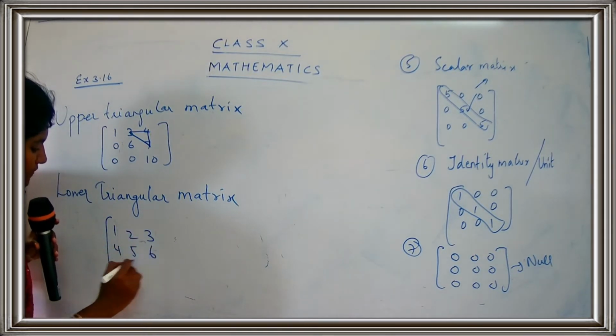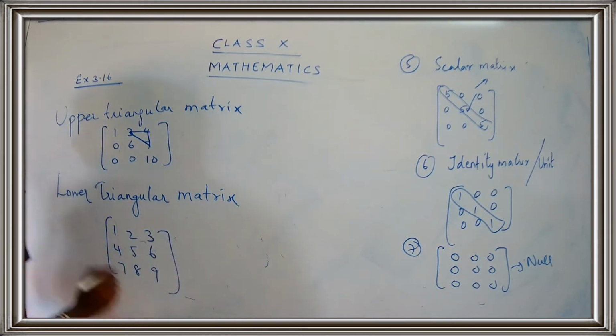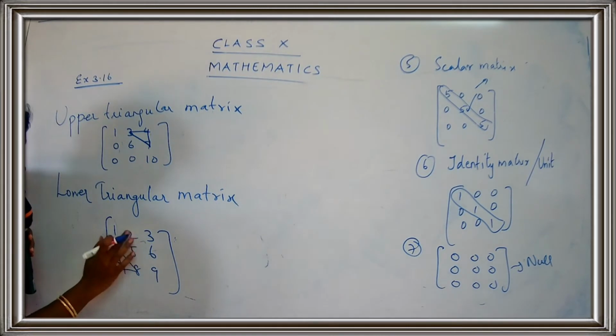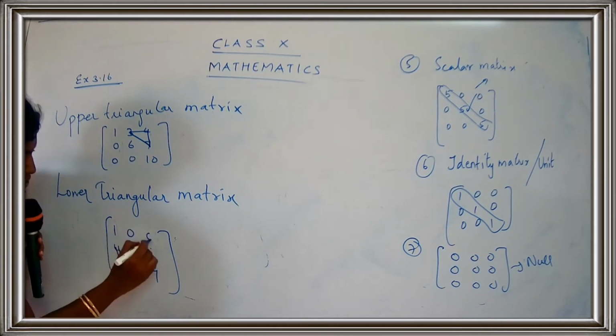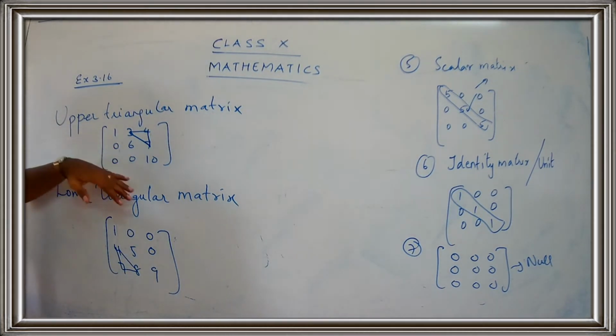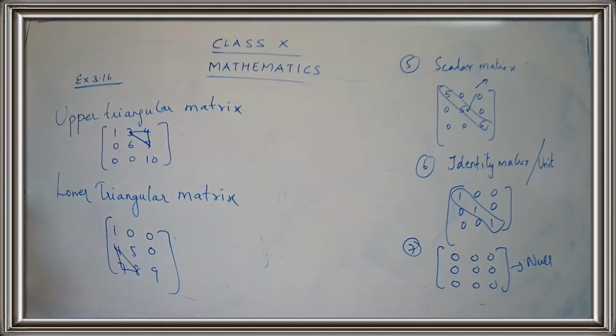4, 5, 6, 7, 8, 9. So now this is lower triangular matrix, which means the numbers will be present here and you have zeros over here: 0, 0, 0. That's all. So you have to remember the concept. Upper triangular means the elements are present above the leading diagonal. Lower triangular matrix means the elements are present below the leading diagonal. Are you clear, children?